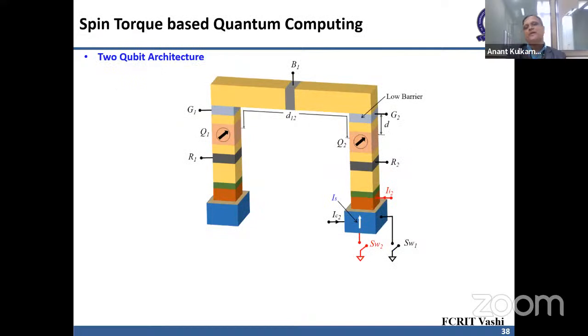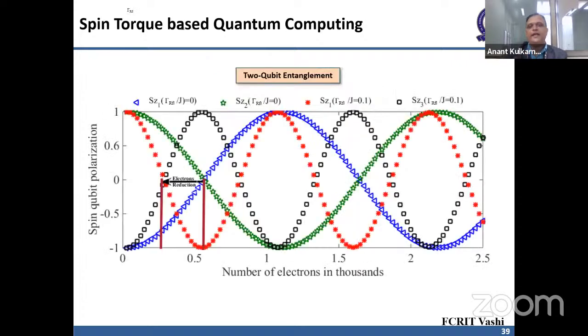Now this is a two qubit architecture. Why do we use the two qubit operations? Mostly to carry out the entanglement operation. So what we will be doing here, from one side of a qubit, we will inject the electrons, and the barriers G1 and G2 will be reduced, so that qubits Q1 and Q2 will interact with each other and will reach the entangled state when a number of electrons are injected from one of the sides, right? So this way we can obtain the entanglement.